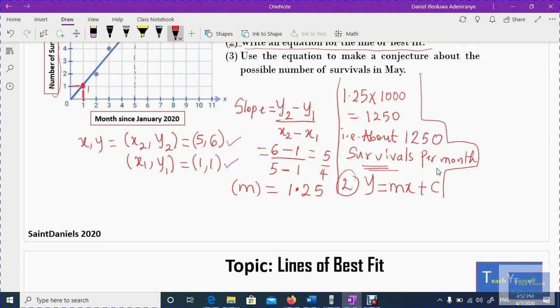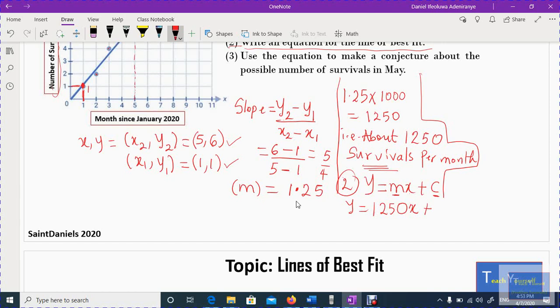In this case we want to write an equation. So all we need is to put in the value of m, the gradient, and the value of the y-intercept. So my y is going to be equal to m, which is 1.25 thousand, remember, so that is 1250, x plus c.